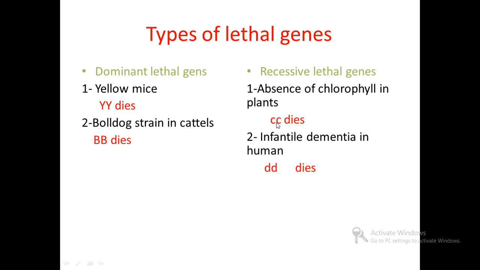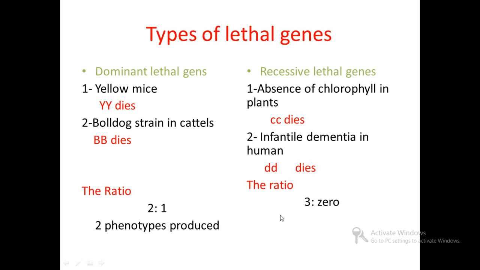Recessive lethal gene: absence of chlorophyll in plant. The individual who carries 2 recessive genes, C small, pure recessive, dies. Infantile dementia in human, a disease that causes mental retardation, D small dies. The ratio in dominant lethal gene is 2:1, and 2 phenotypes are produced. The ratio in recessive lethal genes is 3:0, and 1 phenotype is produced.